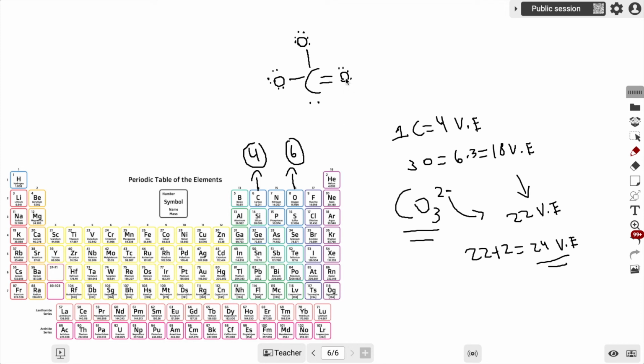Perfect. So 2, 4, 6, 8, 2, 4, 2, 4, 6, 8. I also need to remove this lone pair in this carbon. Okay, so let's see now. 2, 4, 6, 8, 10, 12, 14, 16, 18, 20, 22, 24. There we go. We got our 24 valence electrons, thankfully. That was a pretty long process there.